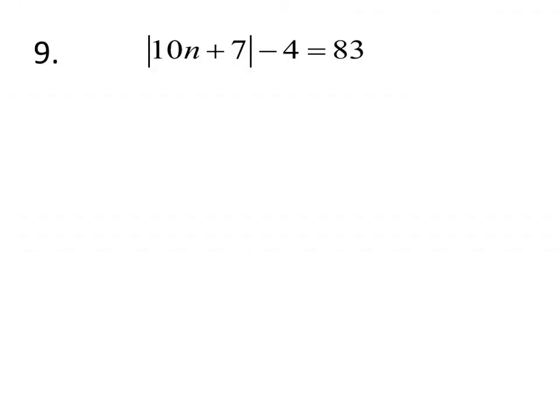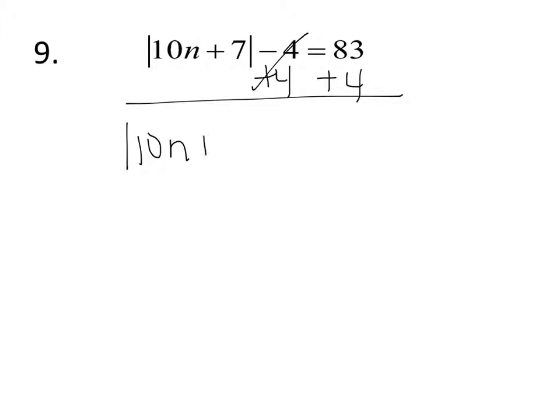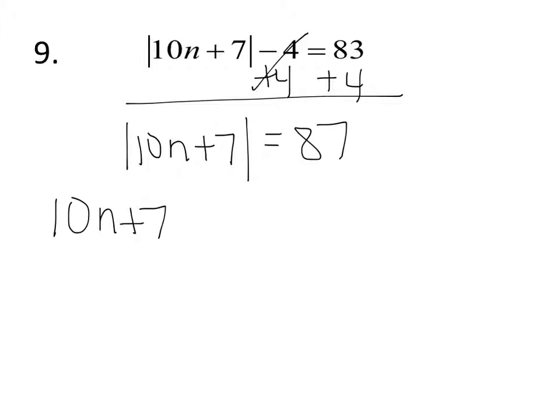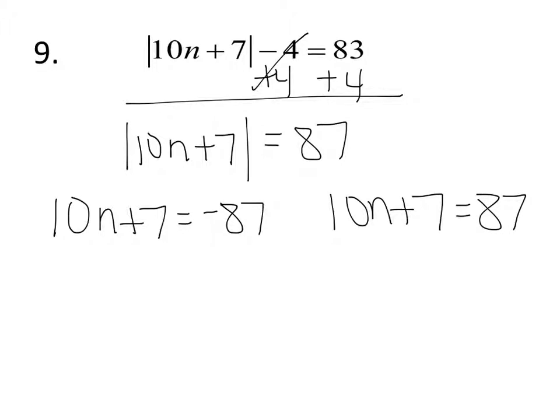Okay, same situation here. We have an absolute value, but before we can solve the absolute value, we need to isolate it. So you're going to add 4 to both sides, leaving you the absolute value of 10n plus 7 is equal to 87. Now in order to solve this, you have to split it up to 10n plus 7 equals negative 87, and 10n plus 7 equals positive 87. That's the only way you can solve an absolute value like this.